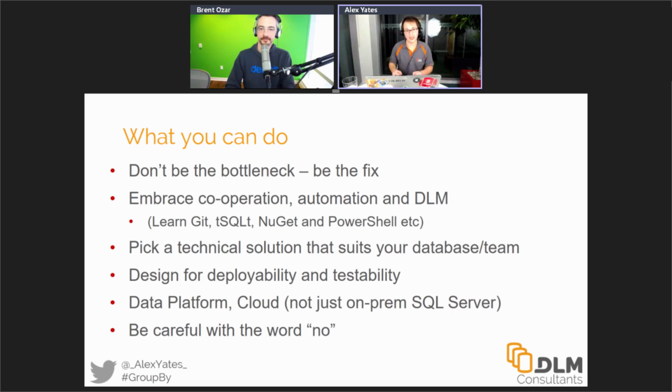And do be careful with the word no. I'm not saying don't say no, I'm just saying be careful with it. Use it in moderation and try and use no, but let's talk about how we can achieve the same thing that you want to achieve.